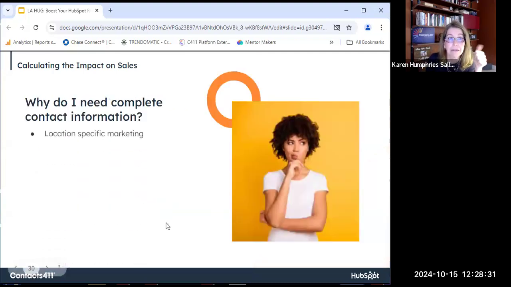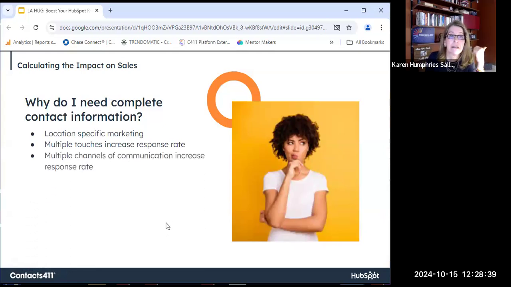Why do you need it? If you're doing location-specific marketing, we talked about multiple touches, increasing response rates, multiple channels of communications, and we're going to talk about the specifics for this in a second and the numbers behind it. And this is really important.